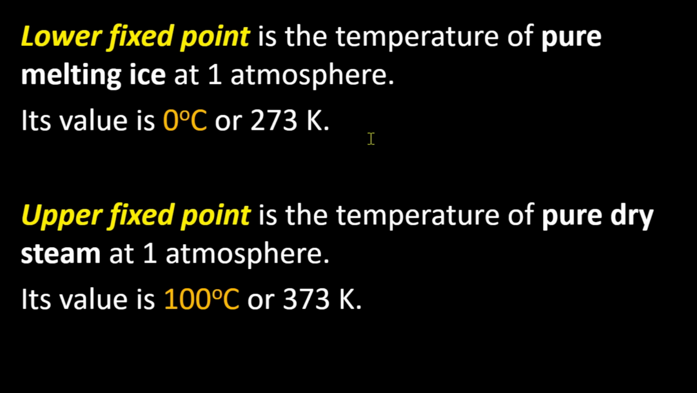The lower fixed point is the temperature of pure melting ice at 1 atmosphere. Its value is 0 degrees Celsius or 273 Kelvin. The upper fixed point is the temperature of pure dry steam at 1 atmosphere. Its value is 100 degrees Celsius or 373 Kelvin.